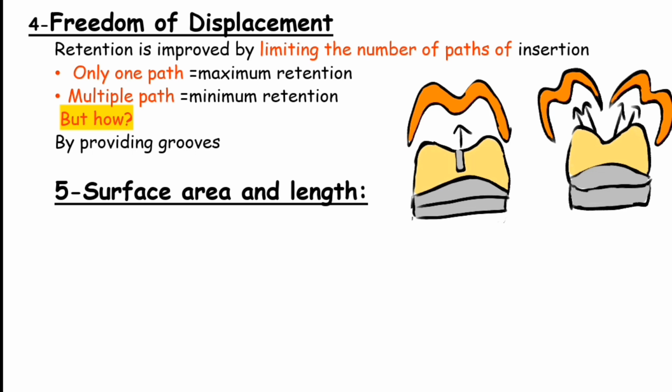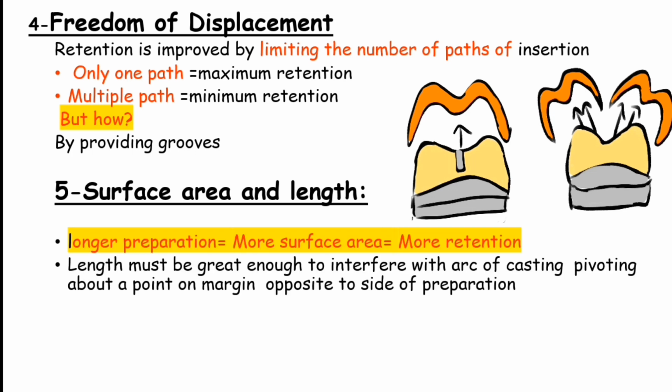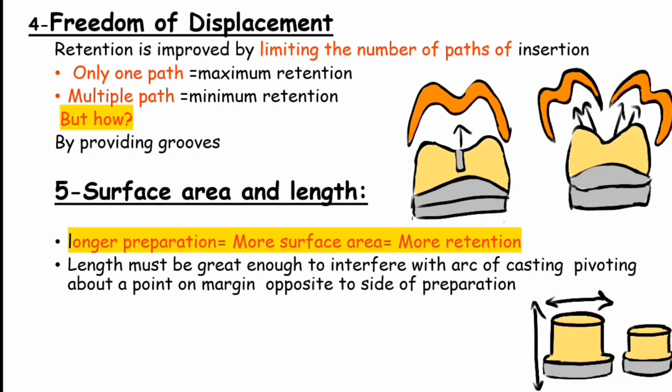Now the other one is surface area and length. If there is a longer preparation with more surface area, there will be more retention. The surface area should be more and the length should also be longer. It will result in retention great enough to interfere with the arc of casting pivoting about a point on the margin opposite to the side of preparation. So the length should interfere with the opposite side of the preparation with an arc of the cast pivoting at a point. I wanted to add a picture of it because it is a little difficult to understand, but I forgot. Sorry, next time I will add it.